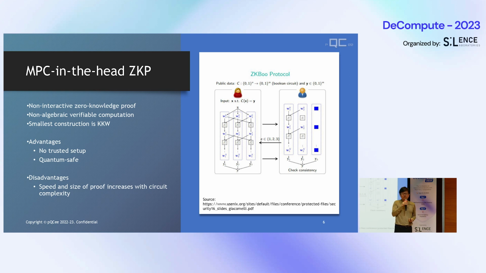It's a non-interactive zero-knowledge proof, great for doing these kinds of circuits. The fastest or the smallest construction is based on KKW, Professor Katz, thank you. And we've got it implemented. The downside, obviously, is the speed of computation and the size of the proof itself. But at least we've managed to solve Web3 for quantum. At least that's what we think we want to do.